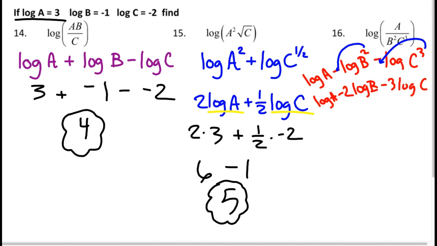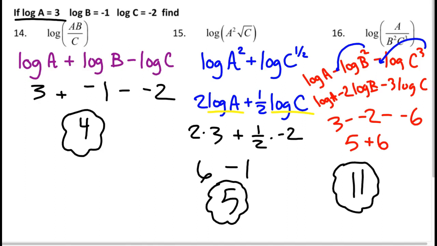So what you should end up on that one is log of A is 3 minus 2 times the log of B. That's going to be 2 times -1, so that's minus -2. Minus 3 log C. Log of C is -2, so that's minus 3 times -2 is, what is that? What's 3 times -2? -6? Minus -6. So 3 minus -2 is 5. Minus -6 is plus 6, so I think that's 11. I'm probably making a few mistakes in this video because I'm going really fast, so I'm sure you'll let me know when I do.